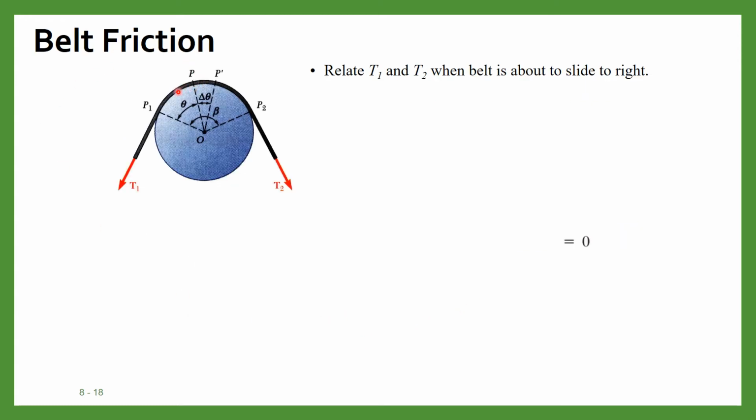So suppose there is a pulley, and this is a belt passing through the pulley. So we will discuss what will be the frictional force that will act when this belt is about to slide. So suppose the tension here is T1 and tension here is T2, and these P1 and P2 are the points of tangential contact between the belt and pulley.